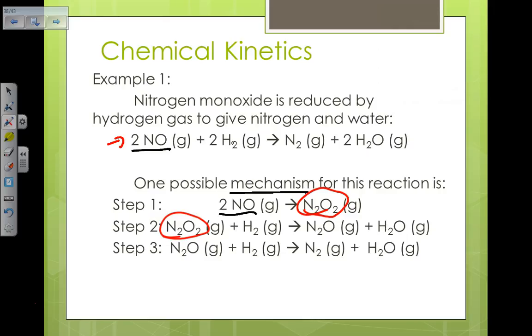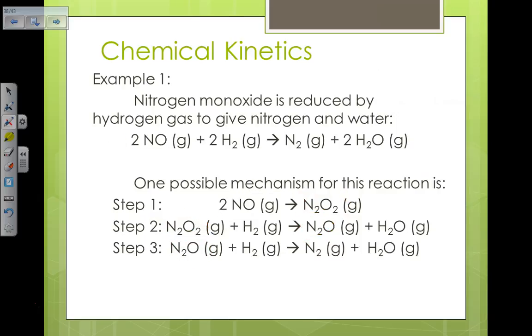Now, H2 gas, that's a reactant. N2O, that's an intermediate because this guy is not a reactant or a product, and it has to be used up, and lo and behold, it's used up. And then as I look, H2 is still not an intermediate because it's a reactant. N2 is a product. H2O is a product.